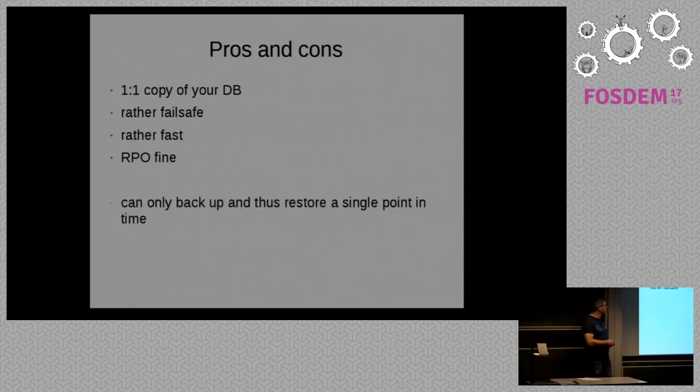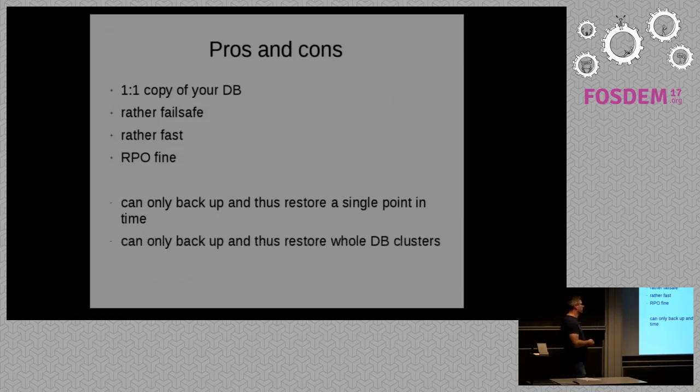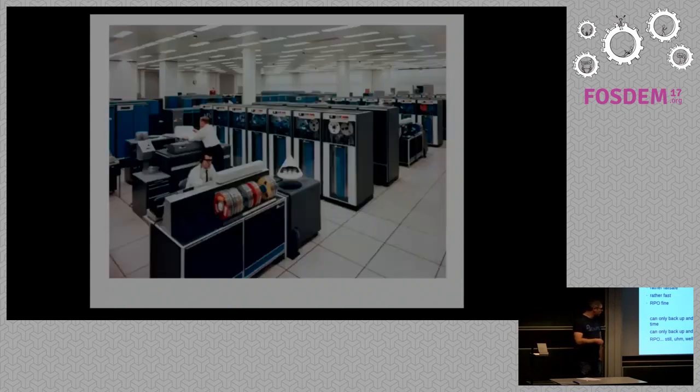Pros and cons. It's a one-to-one copy of your database, rather fail-safe, rather fast. RPO is fine. Oh, wait, the RPO is fine, actually. Never mind. So that's RTO. In this case, you can only backup and thus also restore a single point in time. And you can backup and restore only a whole database cluster, so an instance of Postgres. Yeah, the recovery point objective. This time it should be RPO.